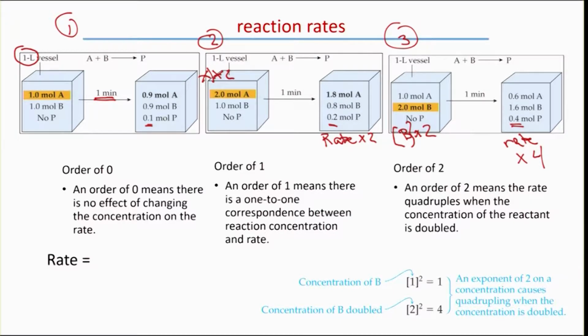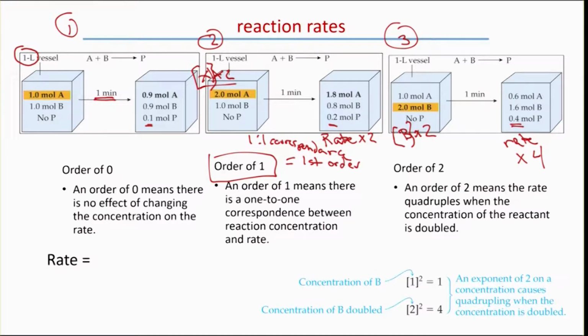All right, so let's talk about these orders in a little bit more detail. Order of 1, let's do that one first. An order of 1 means that there's a 1-to-1 correspondence between the reactant concentration and the rate. You can see this in A. When we doubled A, the rate doubled. So it's a 1-to-1 correspondence. If we tripled the concentration of A, the rate would go up by a factor of 3 as well. So when this went up by 2, this went up by 2. This is a 1-to-1 correspondence, which means first order for A.